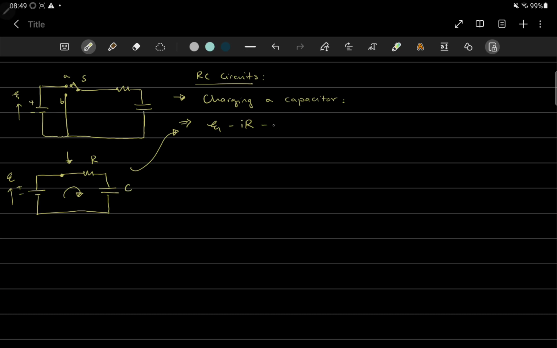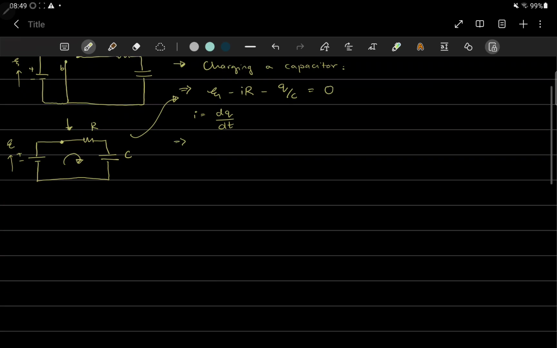But remember, V in terms of the capacitance is basically just Q by C, because we know Q equals CV, right? So in that case, I come back again to the end of the loop, and therefore I will get 0, right? Now, what I need to do next is basically formulate this equation in terms of Q. So I already know that I have an expression for I, which is the current, as dQ/dt. So I can replace that in my equation above, and hence what I will get is R dQ/dt minus Q/C equals 0, right?